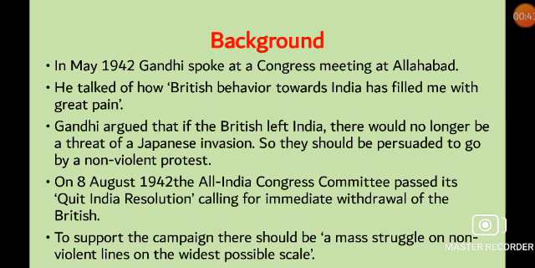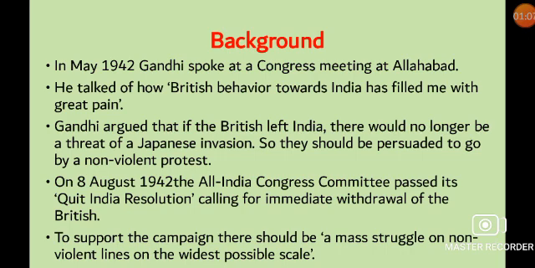Furthermore, in May 1942, Gandhi spoke at the Congress meeting held at Allahabad, and he talked of how British behavior towards India has filled me with great pain. Gandhi further argued that if the British left India, there would no longer be a threat of the Japanese invasion.